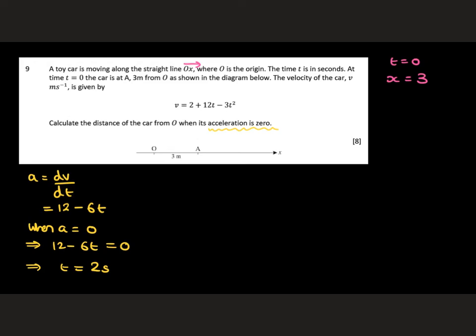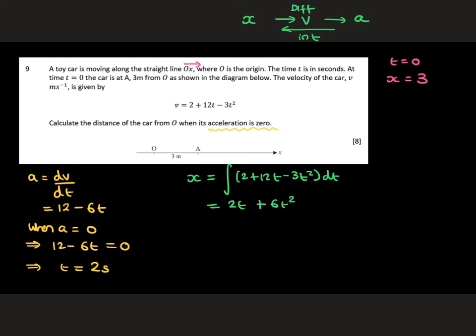Now, remember from a previous question as well that the distance travelled, so if we go from the distance to the velocity to the acceleration, we are differentiating, and if we want to go backwards, we are integrating. So I want to find x, which means I want to integrate 2 plus 12t minus 3t squared with respect to t, and this gives me 2t plus 6t squared minus t cubed plus c.